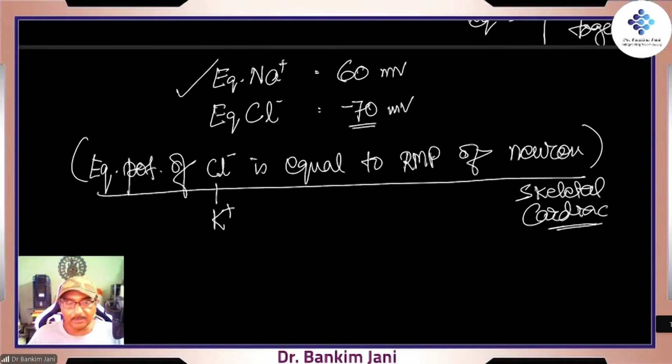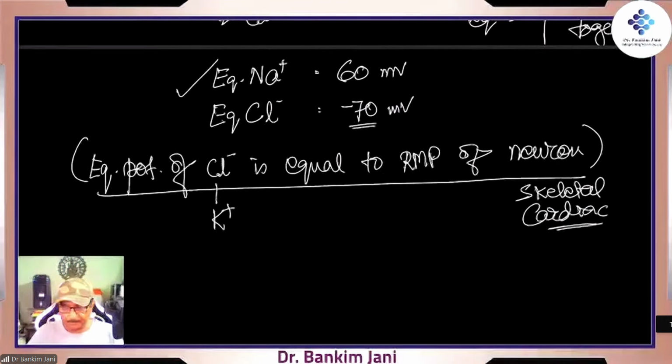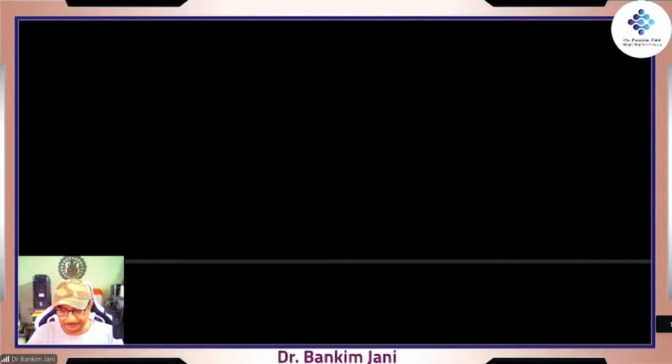So we talked about the Nernst equation, we talked about this Z, just a reminder. It was the ion valence, whether it is sodium plus, calcium plus, so in this case 1, in this case 2. That was Goldman's equation.